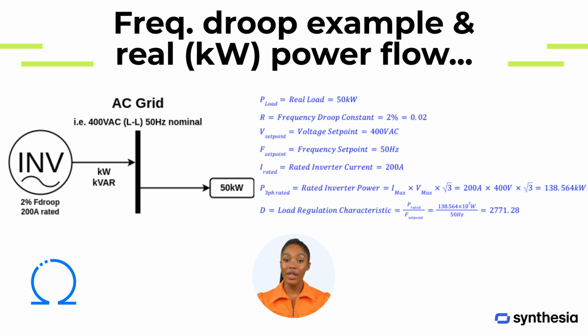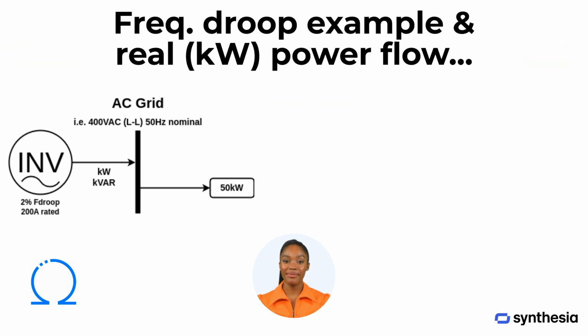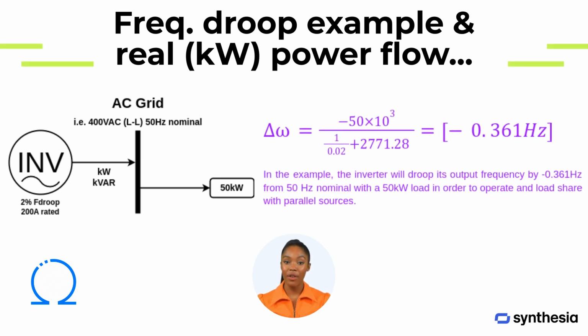When the rated power is worked out, the load regulation characteristic, which controls the Droop response, is able to be calculated. This load regulation characteristic is measured in watts per hertz and hence demonstrates the effect of real power on generator frequency. In the example, the inverter will droop its output frequency by -0.361 Hz from 50 Hz nominal with a 50 kilowatt load in order to operate and load share with parallel sources.